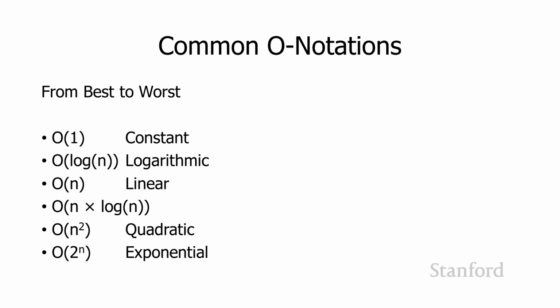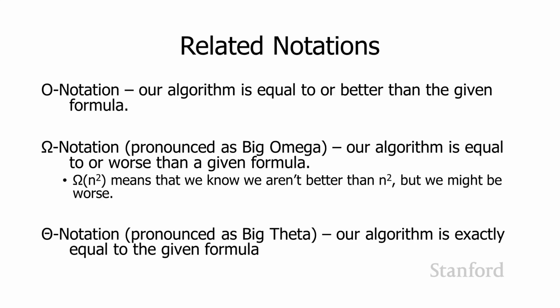O of n, that's linear. O of n log n, that's okay. It's going to kind of depend upon the particular algorithm we're using. So if we're doing a sorting algorithm, O of n log n, that's pretty good. O of n squared, that's quadratic, that's bad. And O of 2 to the n, that's exponential. And that's pretty much like you might as well just give up. That's not going to be able to finish in any reasonable amount of time for any reasonable amount of items. All right, so let's take a look at some related notations.